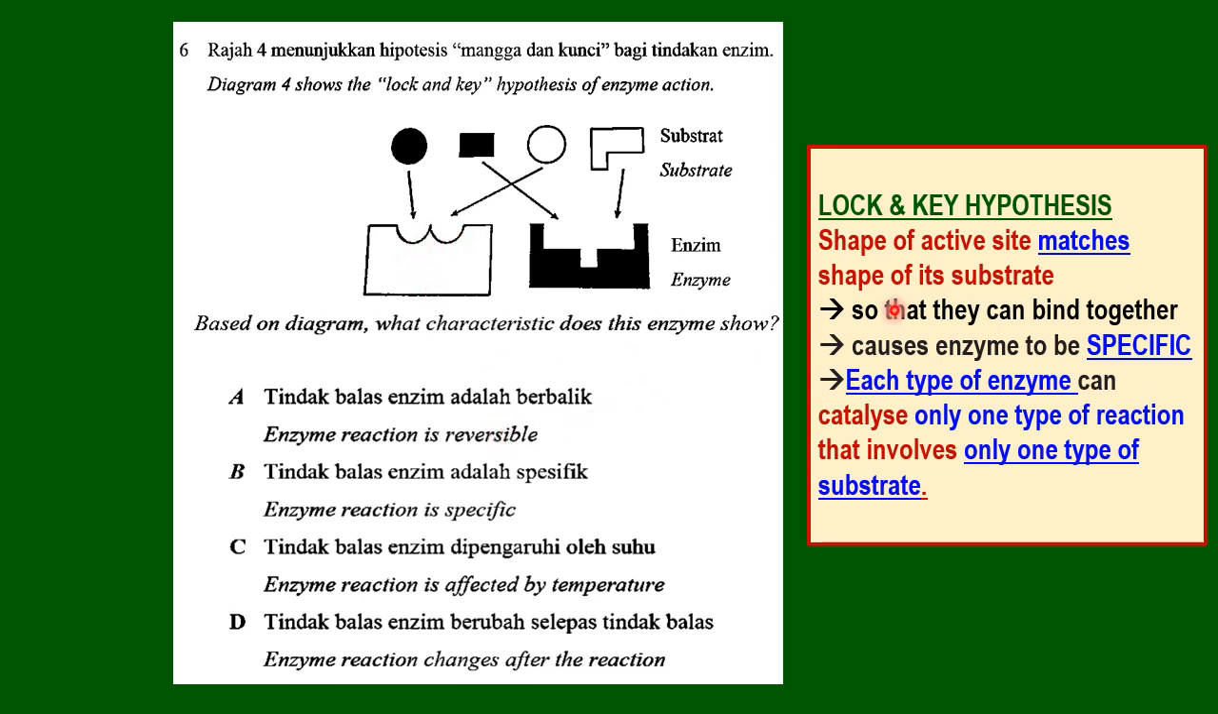So that means that the characteristic that's shown by this diagram, okay, that is involving the lock and key hypothesis, okay, the characteristic shown is B. Enzyme reaction is specific, meaning each type of enzyme can only catalyze one type of reaction involving one type of substrate.